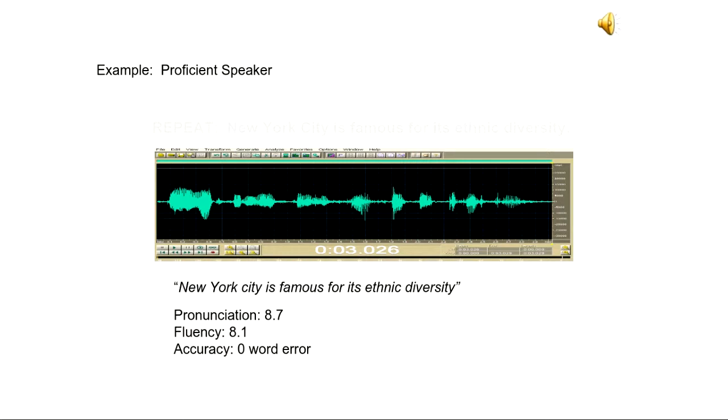I don't know whether this will work. No, I did have an audio here to give you an example of what the speech actually looks like. But this is the speech pattern from a proficient speaker. This is the sort of data that sits within the engine, and you can see the scores that it obtained for that response, and also you can see from the pattern of the response what it looked like.